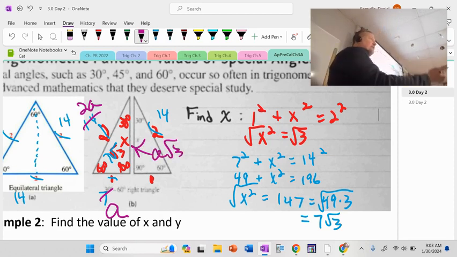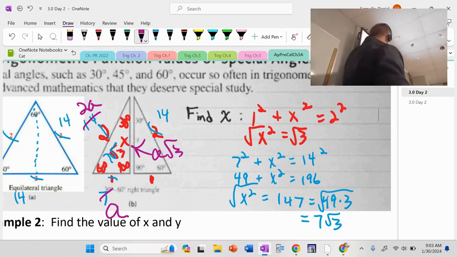So A dictates everything. When this was 1, this was 2, this was 1 root 3. When this was 7, this was 14, this was 7 root 3. The conjecture's done. You either get it or you don't. All right, we're going to move on.